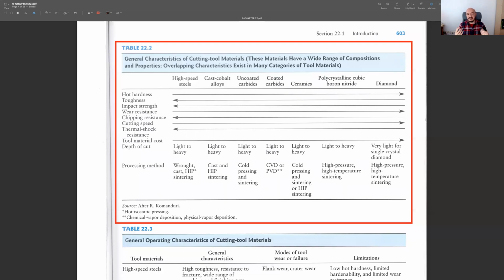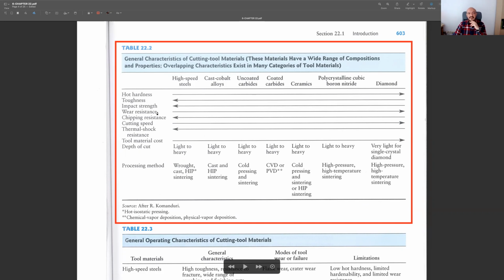It cannot absorb high forces, and since toughness is related with impact strength, it cannot withstand impact forces. So if you have such impact forces applied on a cutting tool, then if it's diamond, you're probably going to break your cutting tool material. But if it's high-speed steel, then it's quite fine. It can withstand higher impact forces.